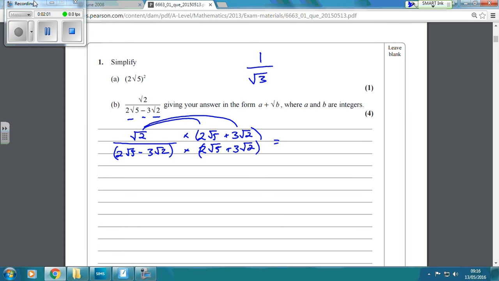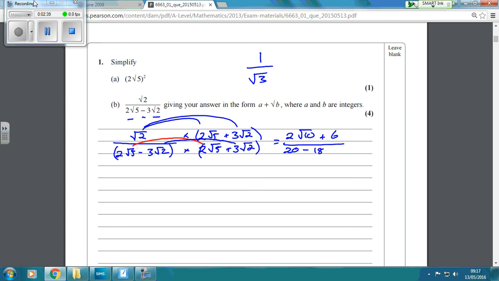So if we do that, we're going to get 2 root 10 plus 3 root 2 times root 2 is going to be 3 times 2, which is going to be 6. Okay, so then if we do the left eyebrow, 2 root 5 times 2 root 5, we've done that before, and we've got 20. We do the right eyebrow, so minus 3 root 2 plus 3 root 2 is going to be minus, and that's going to be 3 times 3, which is 9, root 2 times root 2, which is 2, so it's going to be minus 18.